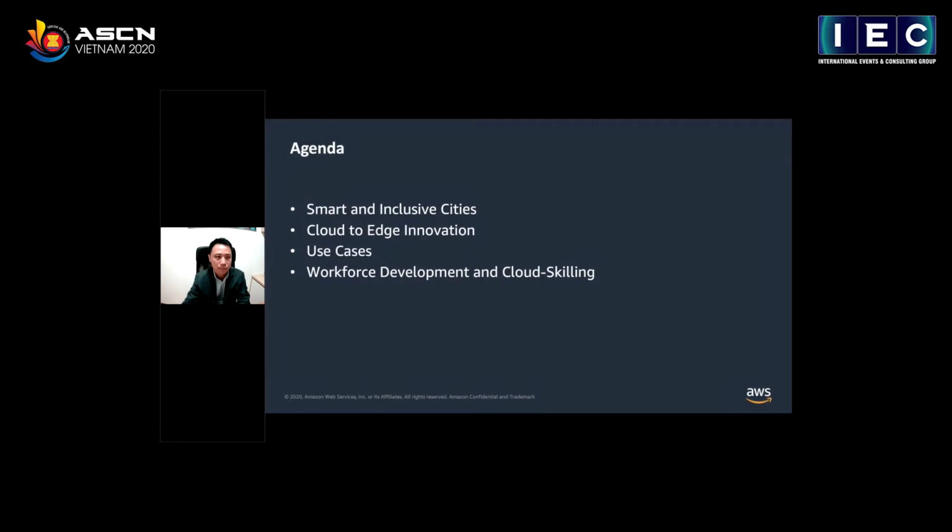Here is the agenda. I would like to cover the smart and inclusive cities. What is the definition of these smart cities from Amazon Web Services? I would also like to talk about cloud-to-edge innovation. A lot of people already use the cloud technology to develop smart city solutions. But at the same time, they would also like to extend their cloud infrastructure to the edge so that they can come up with more innovative use cases to serve different purposes.